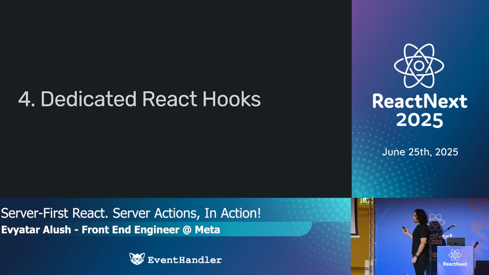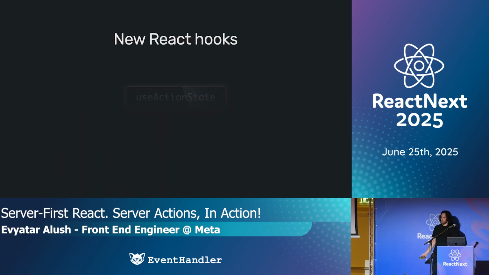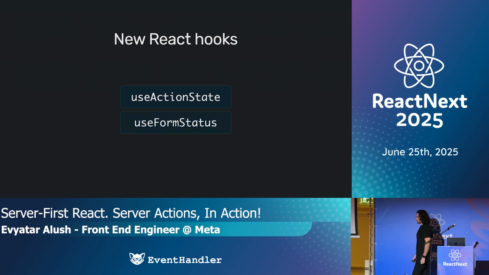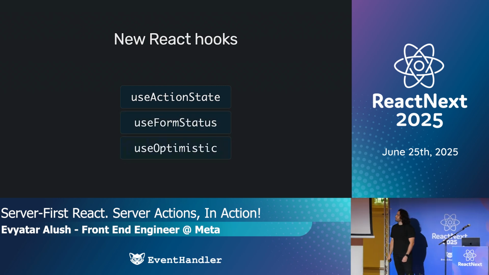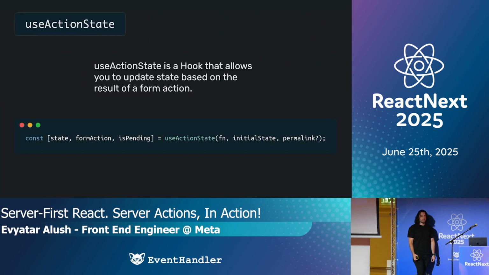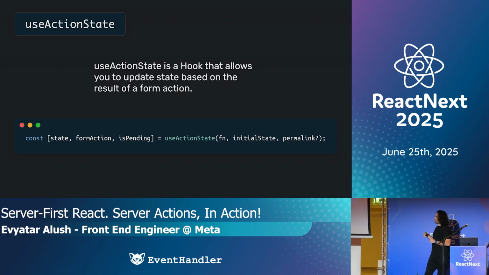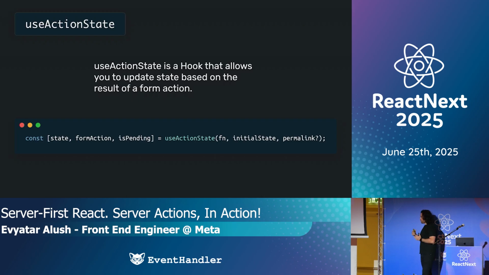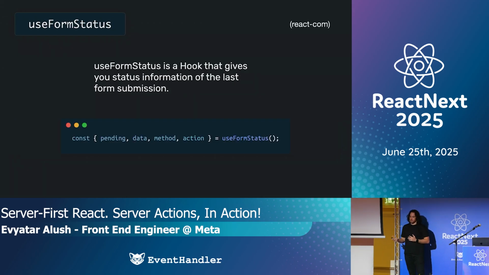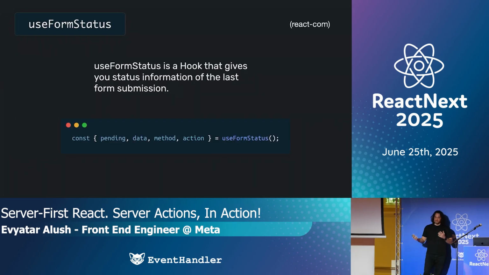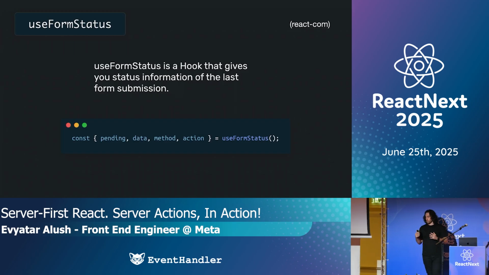And we also have 3 new dedicated React 19 hooks, which are useActionState, useFormStatus, and useOptimistic. And if we talk about useActionState, it allows us to update the client component state based on the result of the form action. And I'll show you that very soon. We have useFormStatus. It allows us to get the current information about the last action or the form submission. For example, if the form is currently pending and waiting for a response from the server.